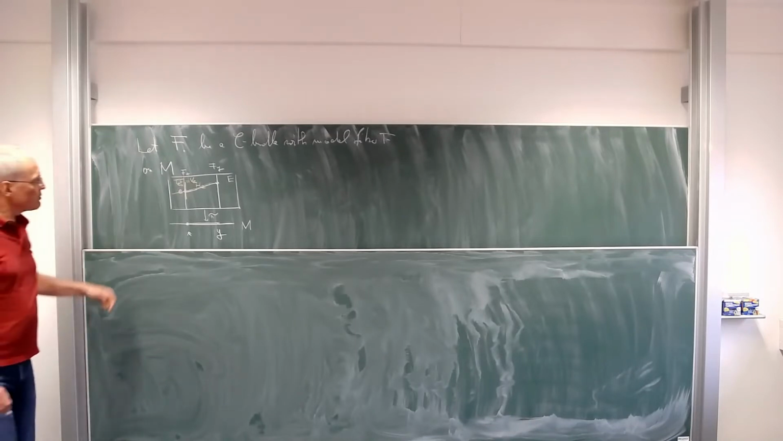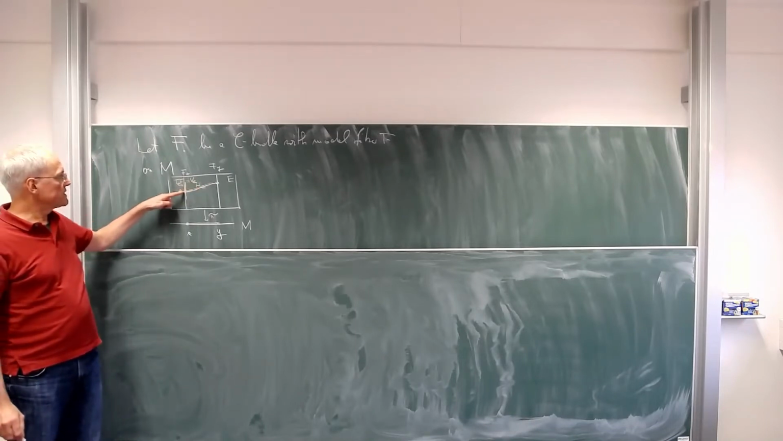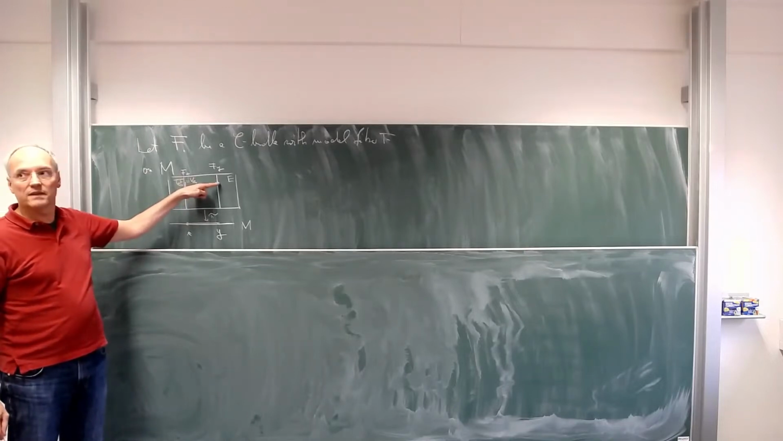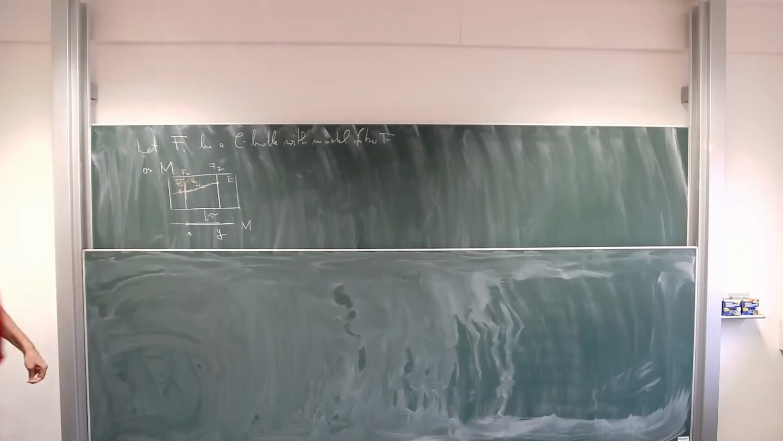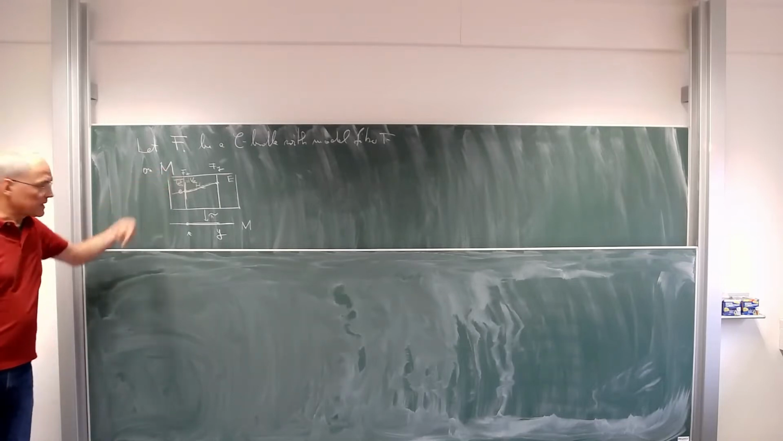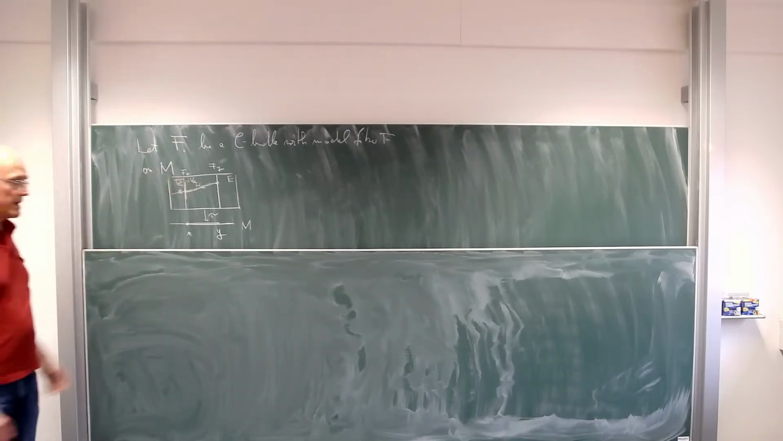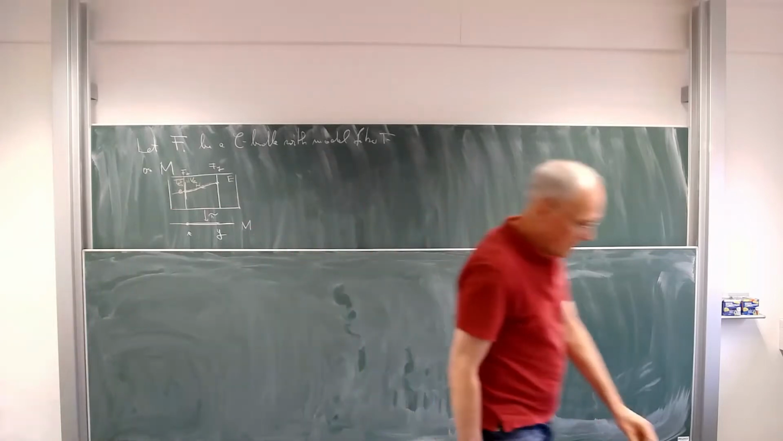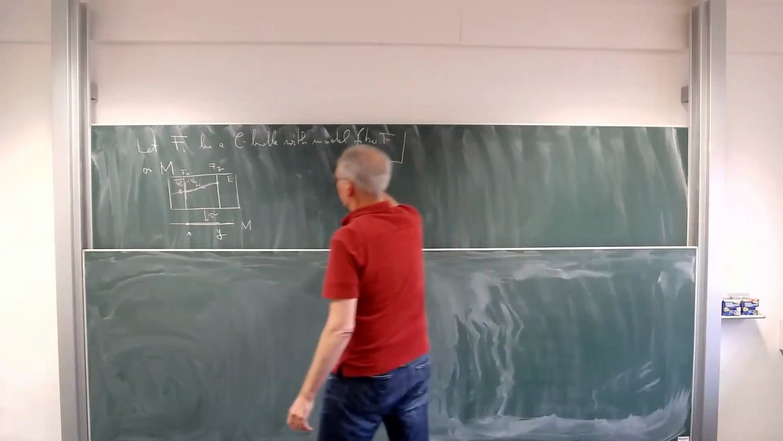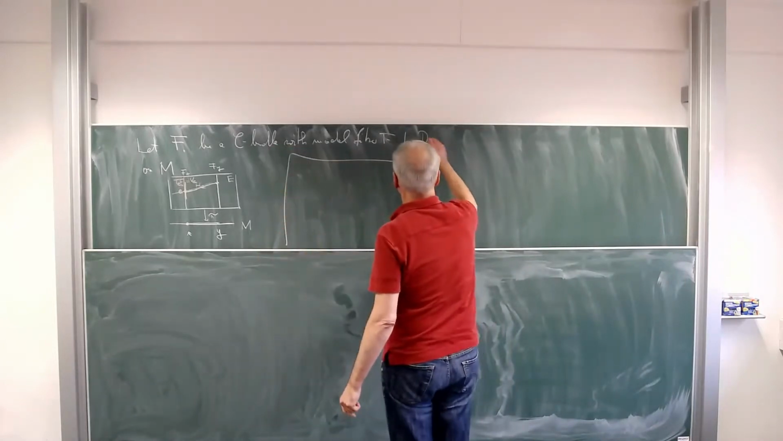There may be the problem that these horizontal lifts do not exist all the way up to hitting the other fiber, but we will always assume that this problem does not arise. For example, if the fibers of this fiber bundle are compact, then this problem will never arise. All right, and now I can define what a connection is.